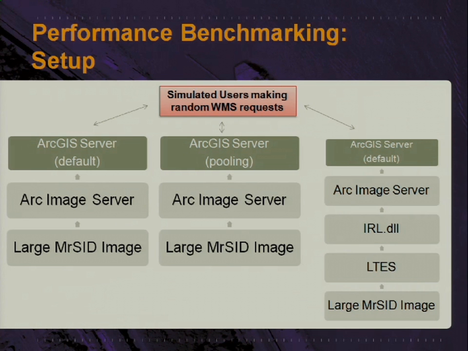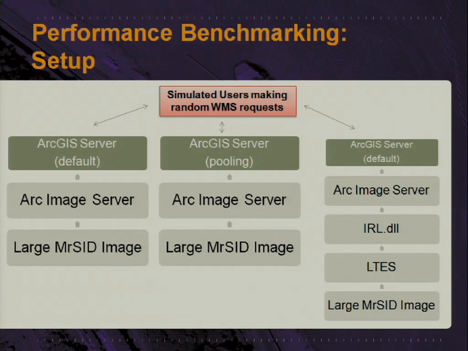Let's start here. The MrSID image file in this case is a picture of Washington, D.C. It's 100,000 by 100,000 pixels. It is 1.6 gigabytes in size. That's compressed. Originally, it was 8 gigabytes uncompressed GeoTIFF.